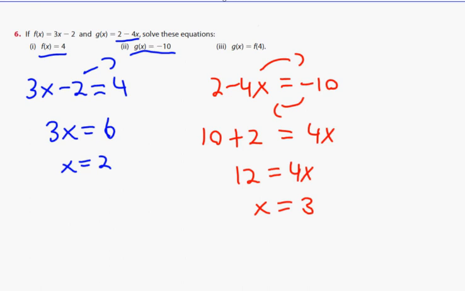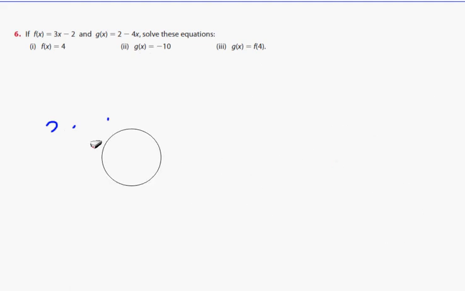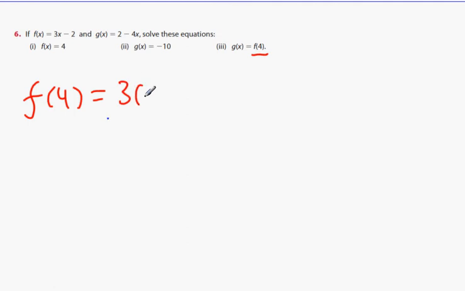Right, next one. Next one's a tough one. Okay? Do one part at a time. What does f of 4 mean? Can I tell you what f4 means in English? Find the output value when the input is 4. 3 times 4 minus 2. 12 minus 2, which is 10. You happy enough with that?